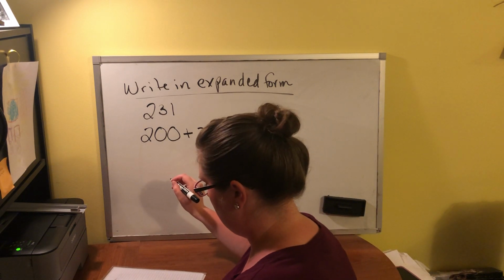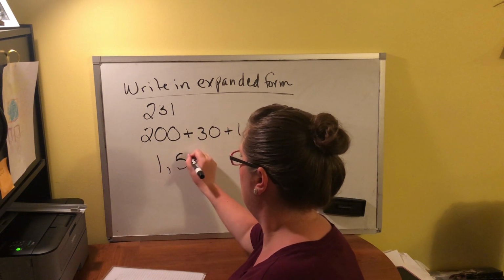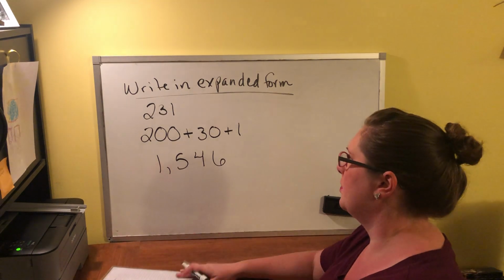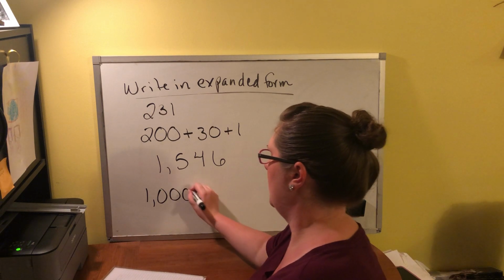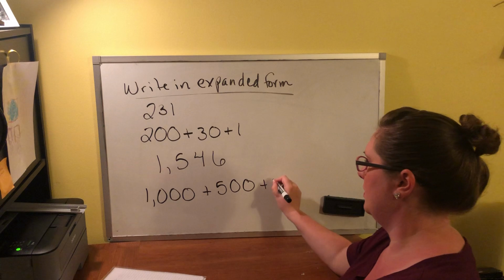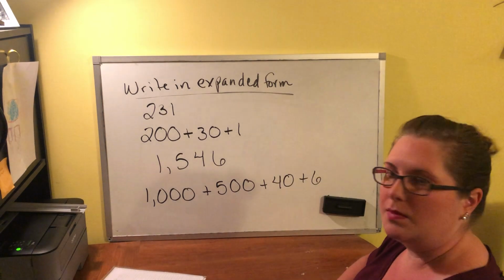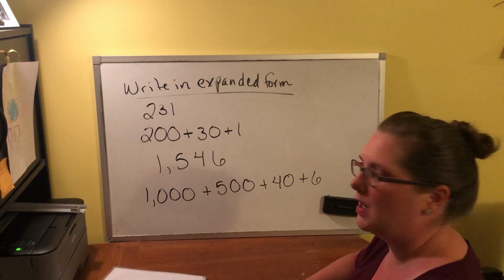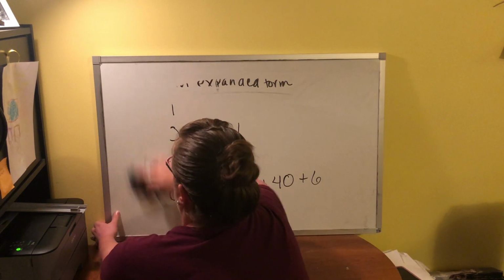Let's say they gave you 1,546, okay, is another number to write in expanded form. This would be 1,000 plus 500 plus 40 plus 6. Okay, and it's always going to be that addition because if you add it back together, you should end up with 1,546. Okay?